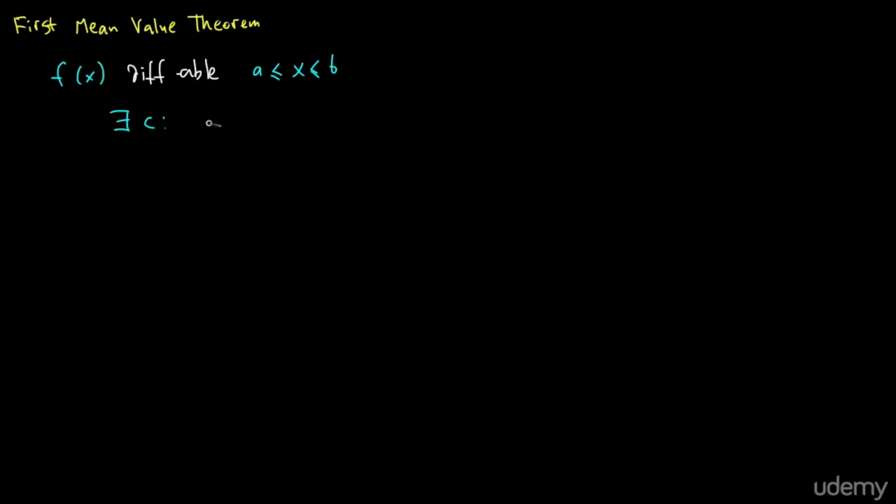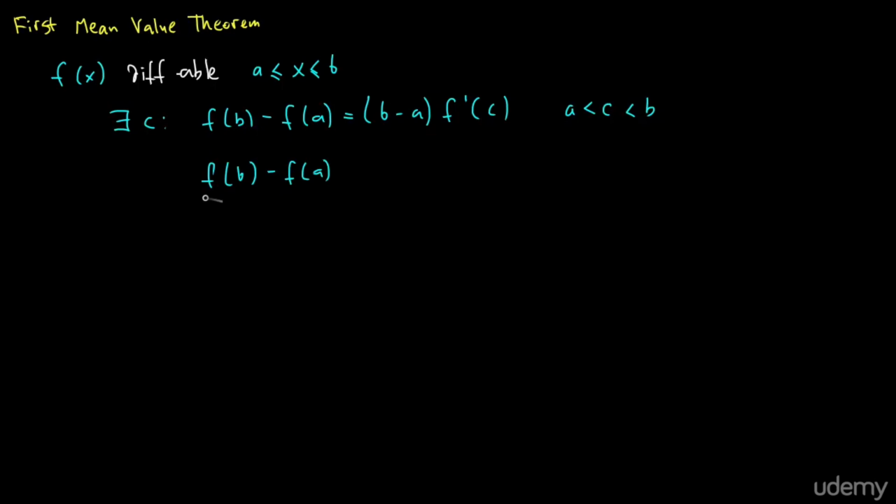condition holds. And the condition is as follows: f of b minus f of a is equal to b minus a times the first derivative evaluated at c. And once again, we assume that c is somewhere between a and b. And we can actually rewrite this as a kind of division, so we can have f of b minus f of a being divided by b minus a being equal to f prime of c. So what does this mean?